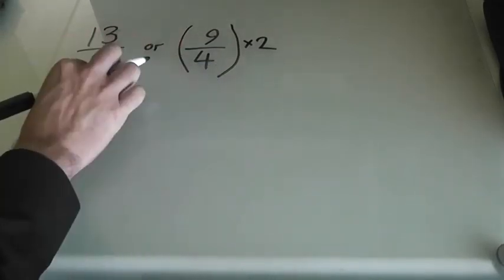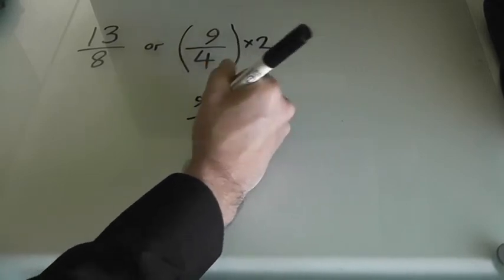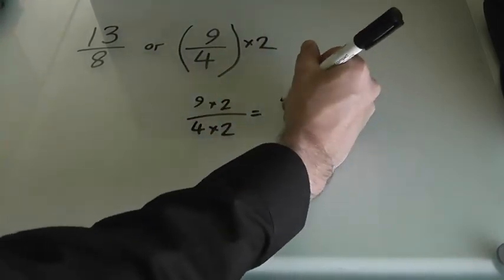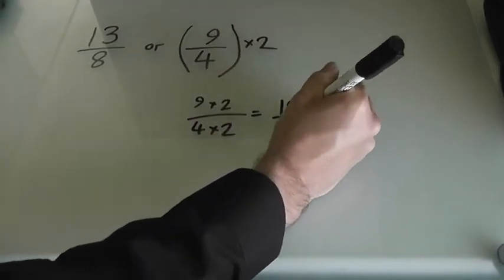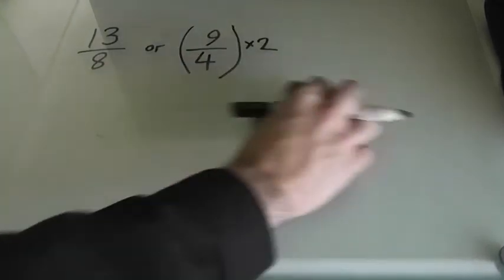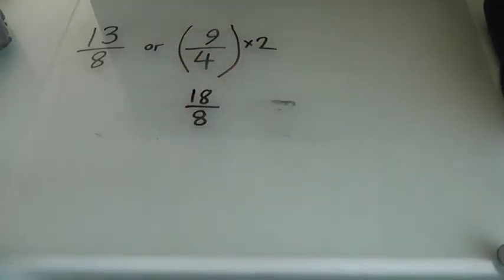So we leave this one as it is. This one, we do 9 times 2 and 4 times 2. So that will give us the equivalent fraction of 18/8. So this fraction we know is 18/8. So which one has the biggest numerator? Which one is the larger of the two fractions? It's this one. So your answer would be 9/4.